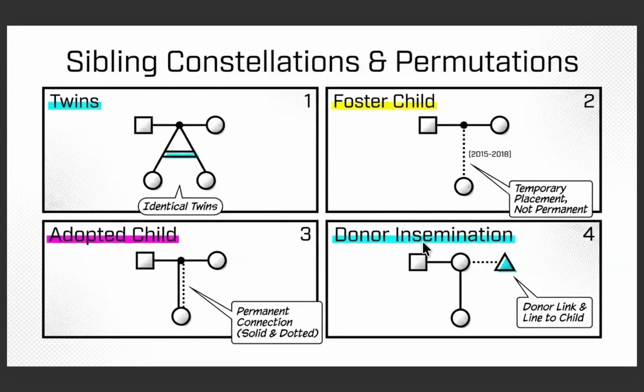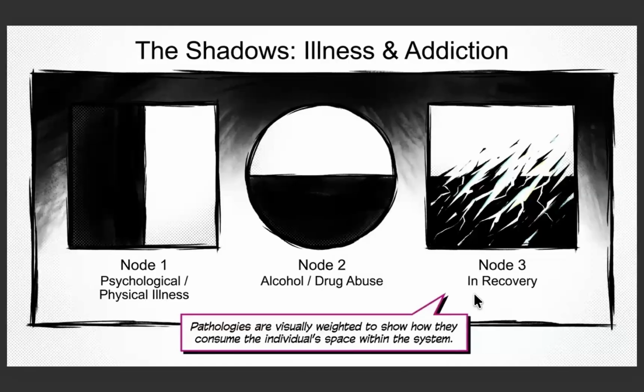Donor insemination. The donor link line to the child is dotted, and the solid link is, here's the father, the mother, child, and here's the donor. Shadows, illness, and addiction. Well, this is very important to talk about here, because this happens a lot.